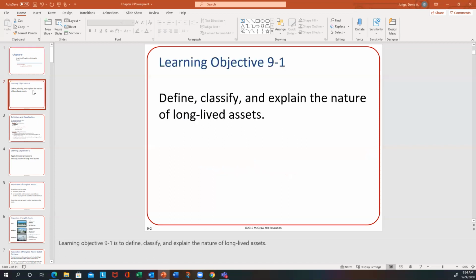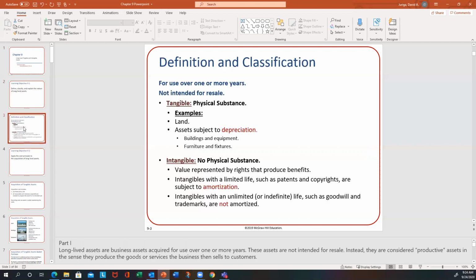All right, so to start with, we'll talk about how you define, classify, and explain the nature. So typically there are two types of long-lived assets, and these assets typically go for more than 1 year. You have the tangible assets and you have the intangible assets. The tangible assets obviously have a physical substance. They could be land, other assets that are subject to depreciation, such as buildings, equipment, furniture, and fixtures. Now, of course, land will be an exception later on, because we'll find out that even though it's a long-lived asset, land is one of the assets that we will not depreciate.